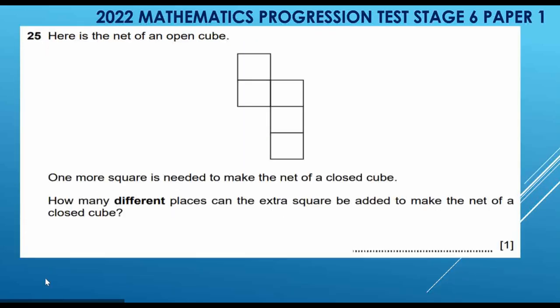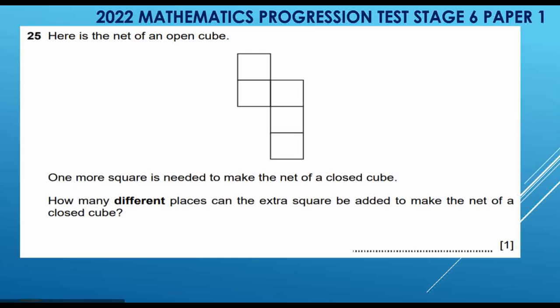Next, here's the net of an open cube. One more square is needed to make the net of a closed cube. How many different places can the extra square be added to make the net of a closed cube? So come on, let's use our imagination. 10, 9, 8, 7, 6, 5, 4, 3, 2, 1.